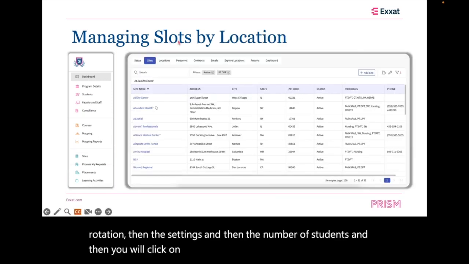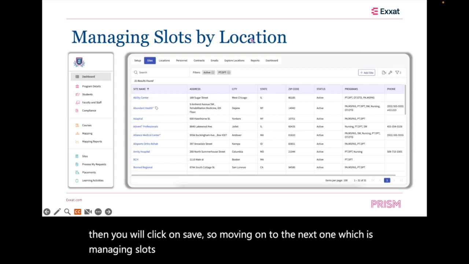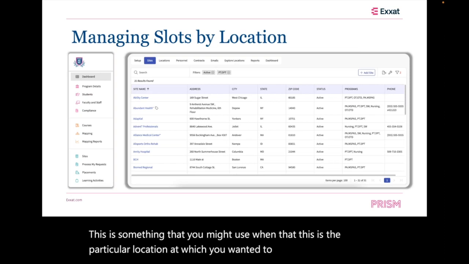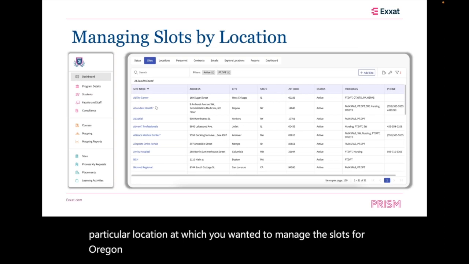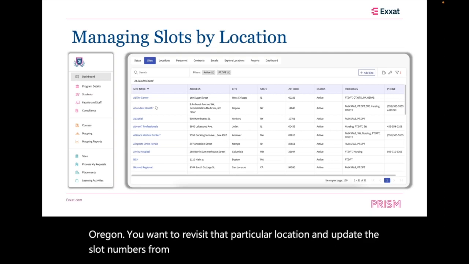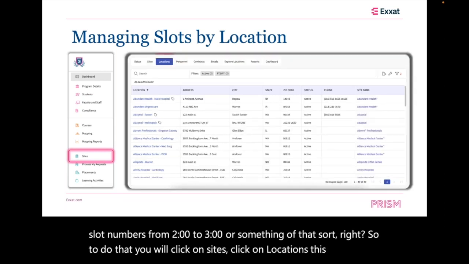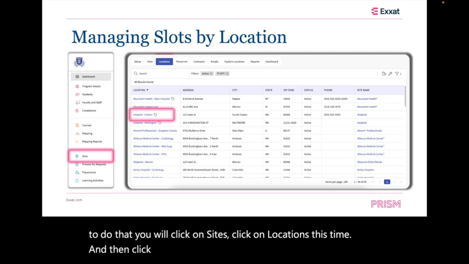So moving on to the next one, which is managing slots by location. Now, this is something that you might use when you know that this is the particular location at which you wanted to manage the slots for, or if you want to revisit that particular location and update the slot numbers from 2 to 3 or something of that sort, right? So to do that, you will click on sites, click on locations this time, and then click on the specific location for which you wanted to make changes to the slots.